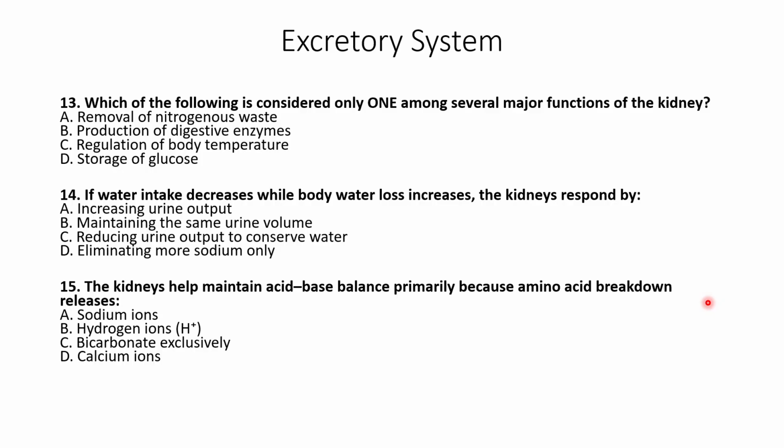And bicarbonates actually are reabsorbed. It's filtered at the glomerulus, and the kidneys actually reclaim almost all of the filtered bicarbonate and prevent its loss in urine. Why? Because bicarbonate does the opposite, right? It buffers the H plus, but it is not produced from amino acid breakdown. So bicarbonate and hydrogen ions are both really important for maintaining the acid-base balance, but the one that's produced from the breakdown of amino acids is H plus. Okay, cool.